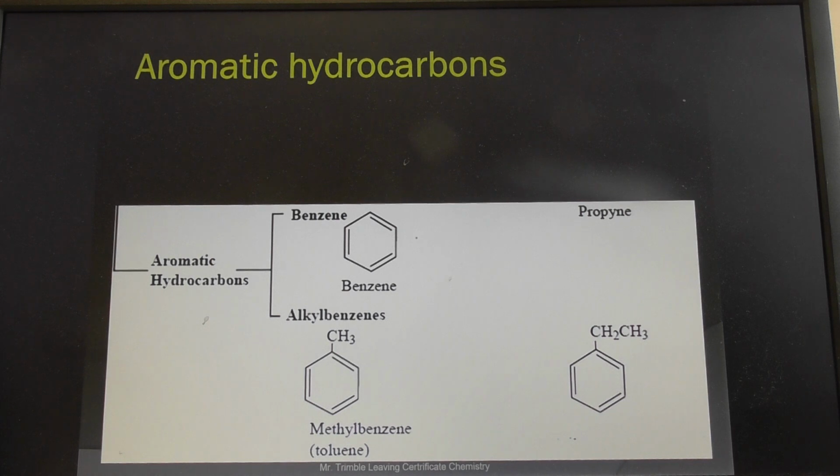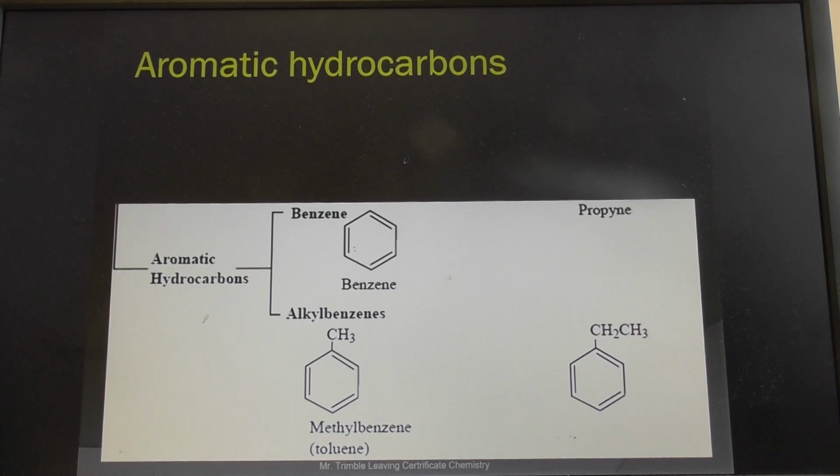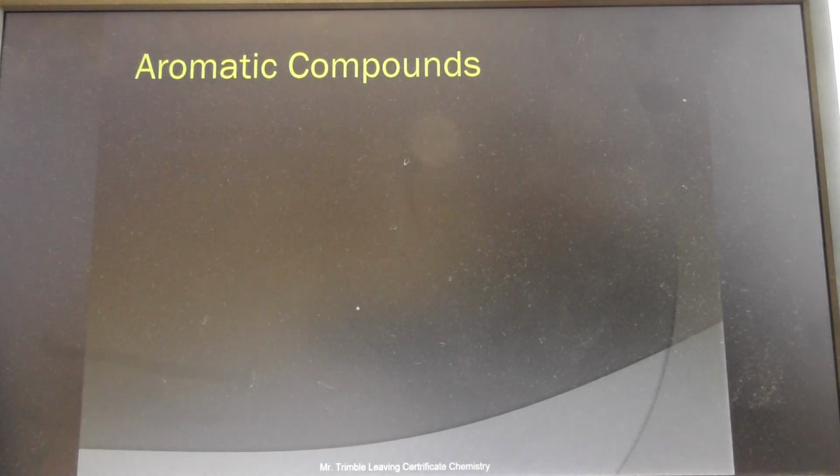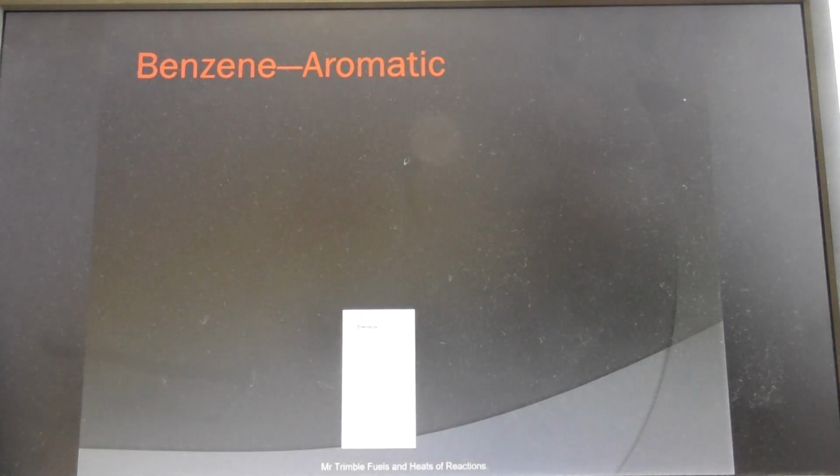We don't look an awful lot at aromatic hydrocarbons at Leaving Cert, but I'm going to show you what makes them so special. Benzene is probably the most famous aromatic hydrocarbon. It used to be added to petrol to improve the octane number, but it's a carcinogen, so they stopped adding it because we don't want that coming out of exhaust fumes. Methyl benzene, or toluene, is used in laboratories. Benzene is not used because carcinogen effectively means it causes cancer. But toluene has very similar chemical properties to benzene, which makes it quite useful. Now I'll show you why exactly benzene is so special.